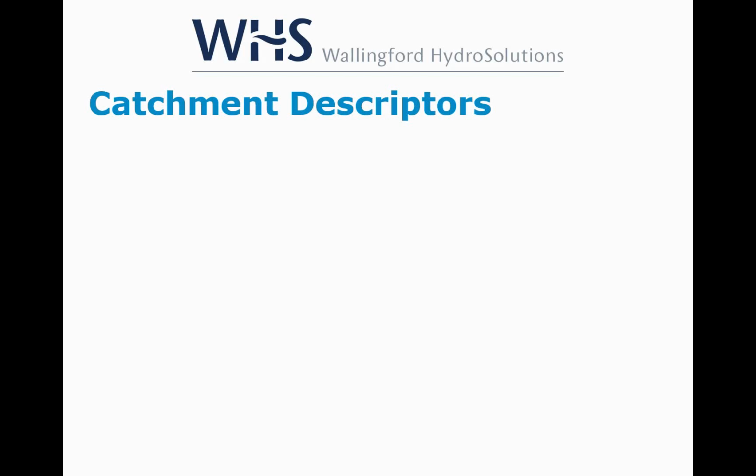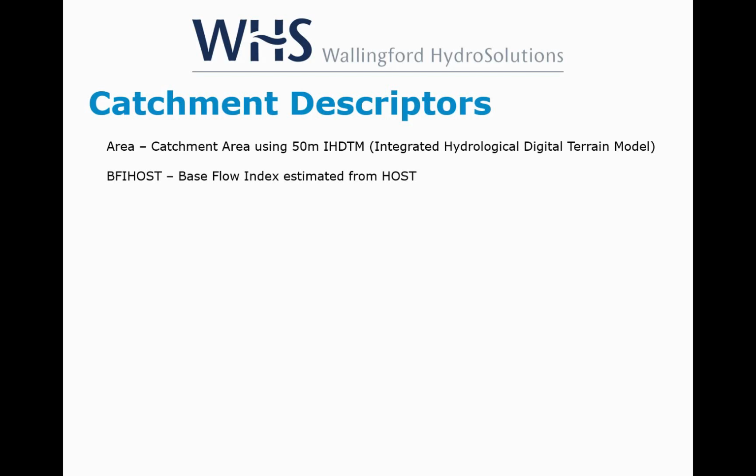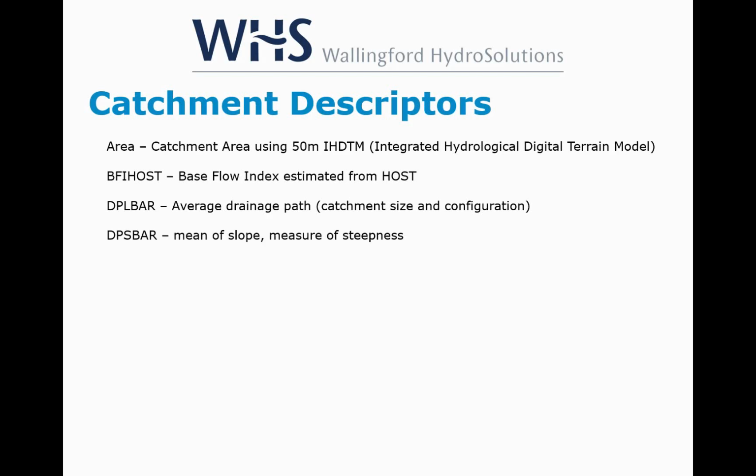As I said, there's a large number of catchment descriptors that are exported, but only a much smaller number are used within the estimation methods. So we'll just run over some of those now. Here we've got AREA, which is the catchment area using the 50 meter IHDTM. We've got the BFI Host, which is the base flow index as estimated using host classes. We've got the DPLBAR, which is the average drainage path, and this is related to both the catchment size and the configuration of the river network.